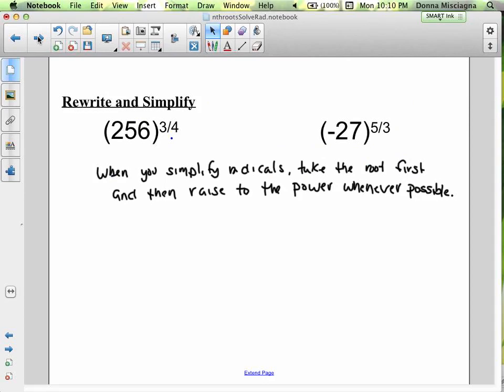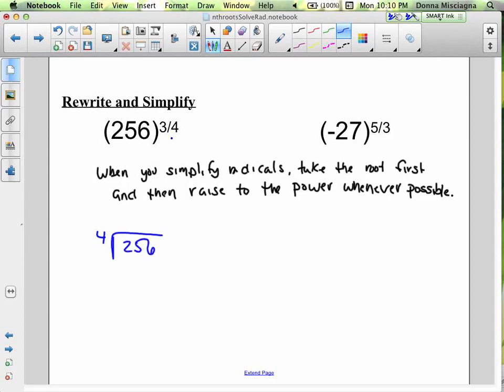All right, so now we're going to rewrite and simplify. When you simplify radicals, take the root first and then raise to the power whenever possible. It makes it easier. It's actually easier to evaluate when it's in radical form. So here we have 256 to the 3/4 power. That 4 is the index on the radical. 256 is the radicand of the radical. And then we're going to cube that.